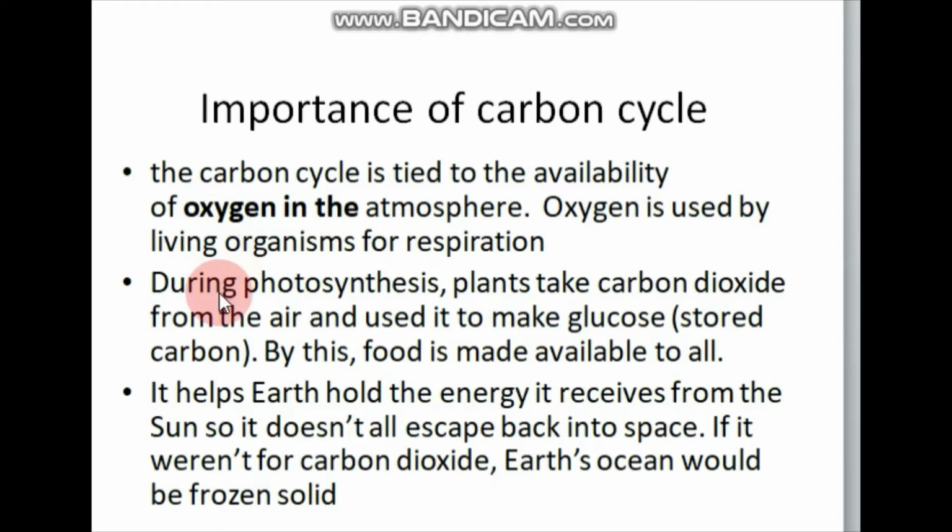During photosynthesis, plants take carbon dioxide from the atmosphere and use it to make glucose, which is stored carbon. By this, food is made available to all. So with the first and second point, the first point, we want to emphasize that oxygen is obtained during the process of photosynthesis, which is a component of the carbon cycle. Hence, the oxygen is made available for us to be able to respire.